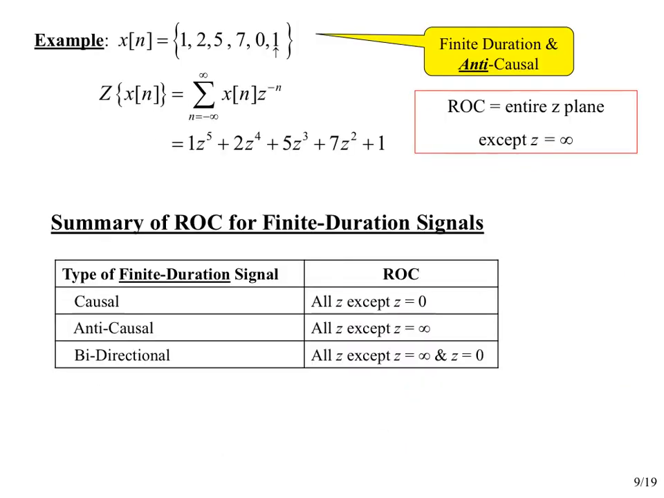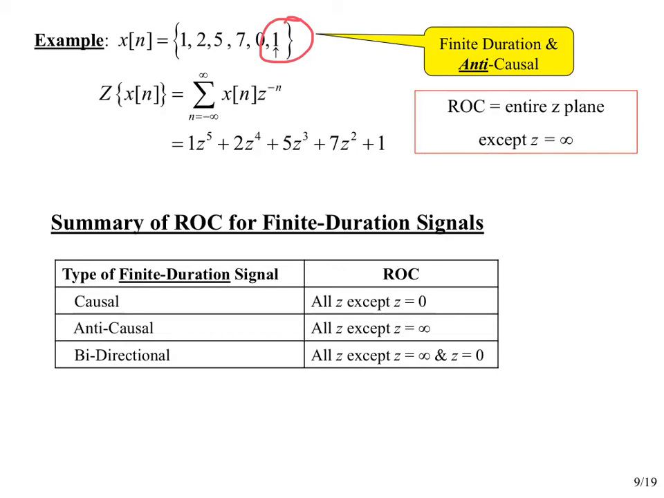Very good. Final example, well, no surprise, we've looked at one that was causal. We looked at one that was bidirectional. Now we'll look at one that we call anti-causal. So it's finite duration, but it doesn't go beyond n equal to 0.